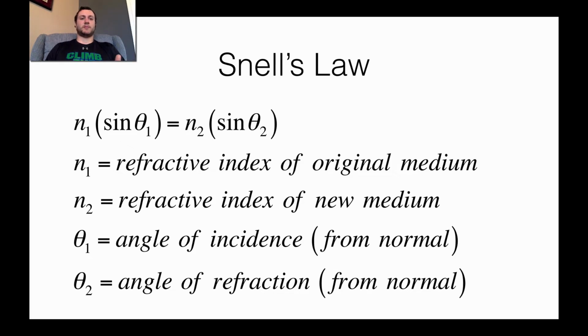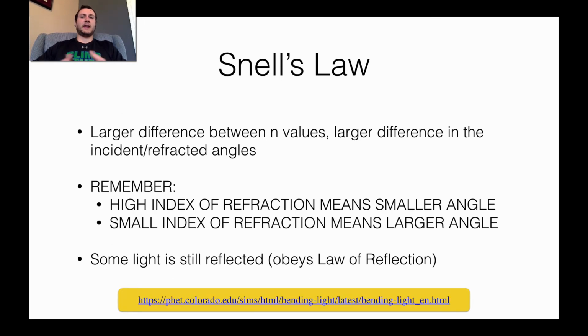So we can use this law to predict either the index of refraction of a material if we don't know it, or the angle that the light is going to move as it passes from one material to the other. And again, what we see here is that the bigger the difference in those n values is, the bigger the difference we're going to see in these angles. And again, a high index of refraction tells us it's a small angle. A small index of refraction tells us it's a large angle. And that larger angle is going to be the higher speed substance. The smaller angle is going to be the slower speed substance.